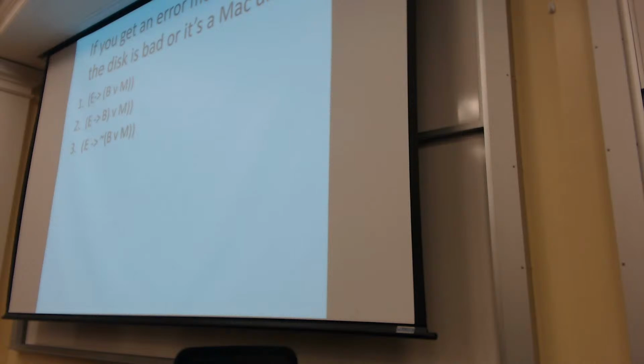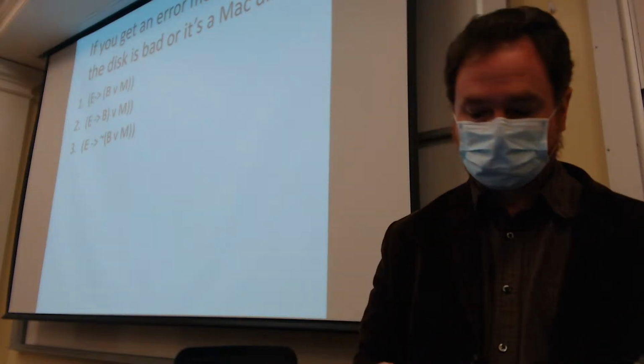If you get an error message, E, then the disk is bad or it's a Mac disk. The comma tells you to keep them separate. So the comma tells you that the error message is separate from the bad disk and the Mac disk.